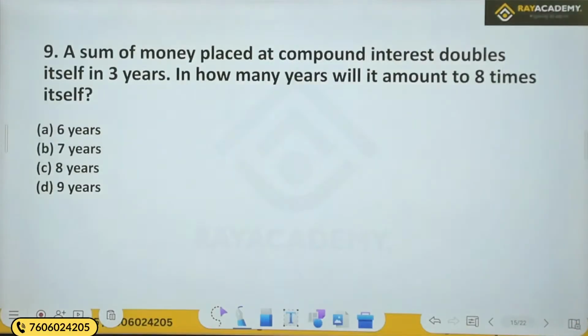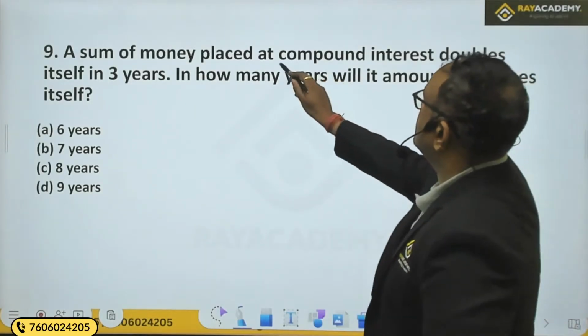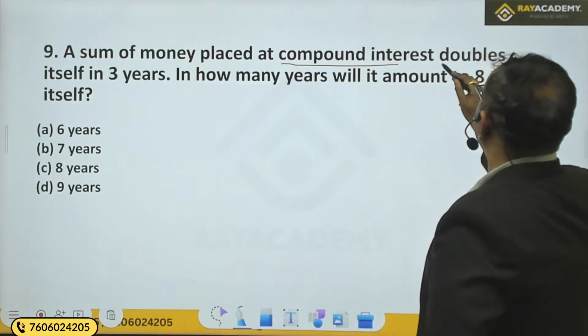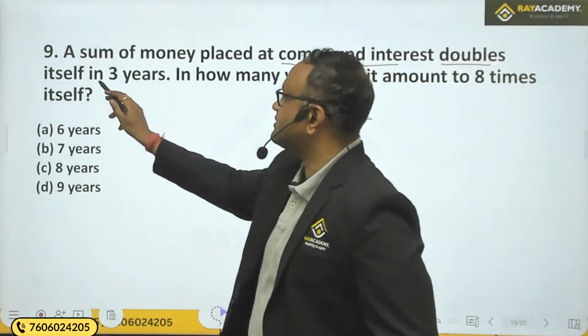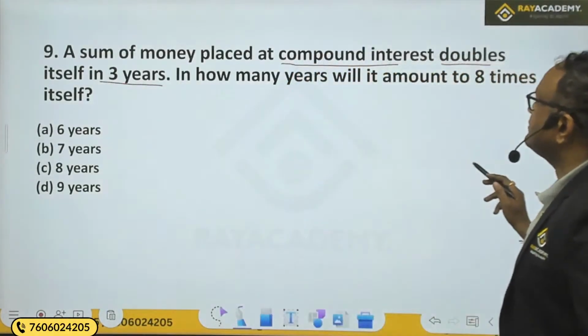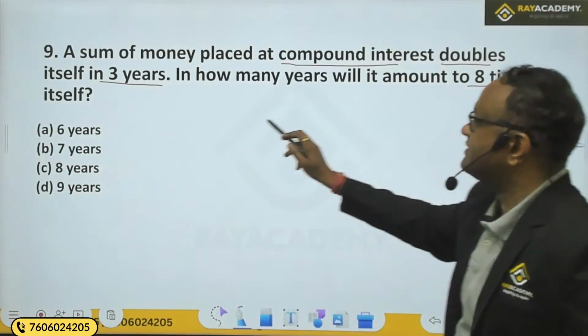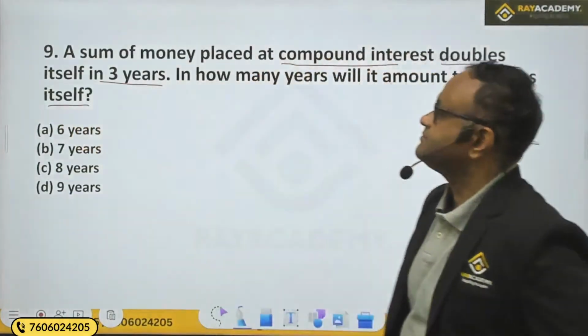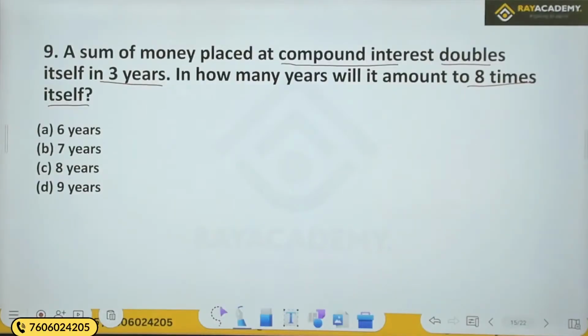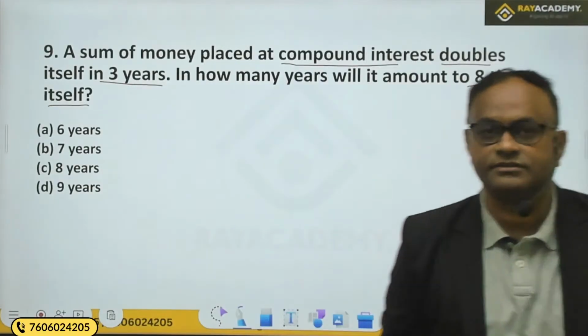Next question. A sum of money placed at compound interest doubles itself in 3 years. Compound interest is given, it doubles in 3 years. In how many years will it amount to 8 times itself? This is a compound interest question.